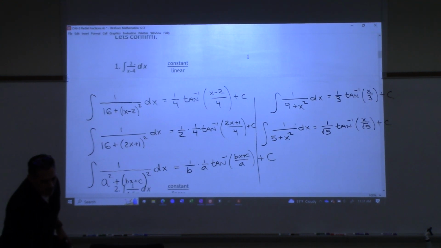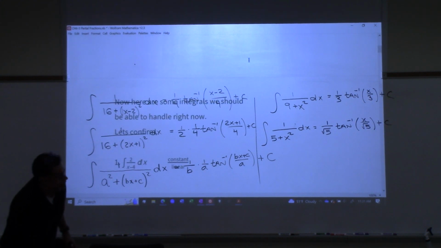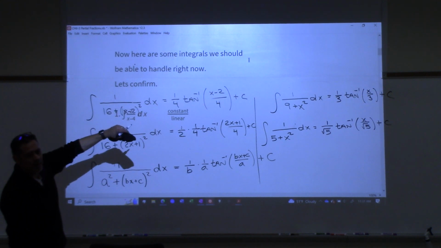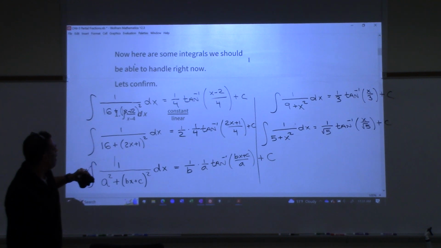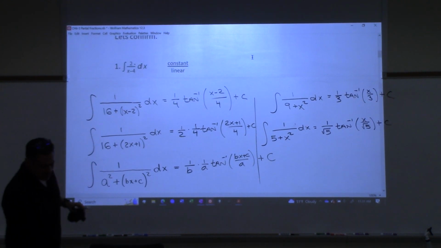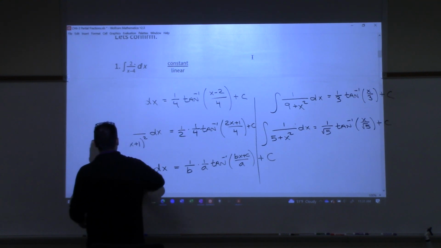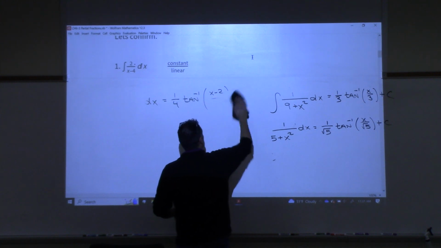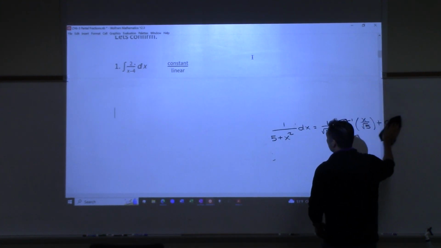All right, let's look at this one. That was the first preliminary. Now, here are some integrals we should be able to handle right now. We're just going to look at some integrals that all have a certain characteristic, and we're going to convince ourselves that if we ever see this again, we're going to be like, party time. Yes, this is good.